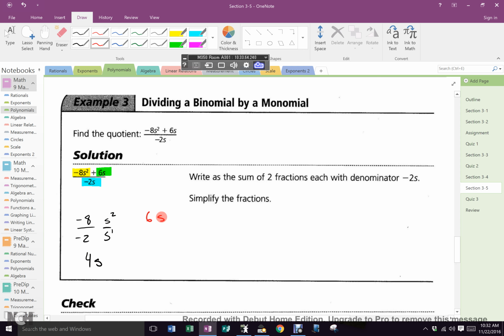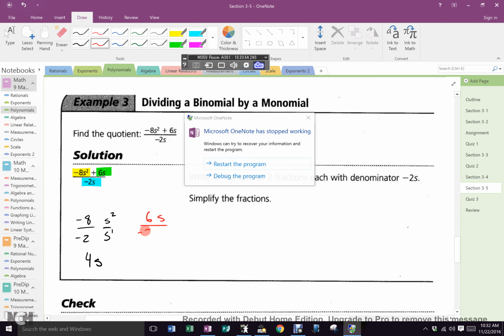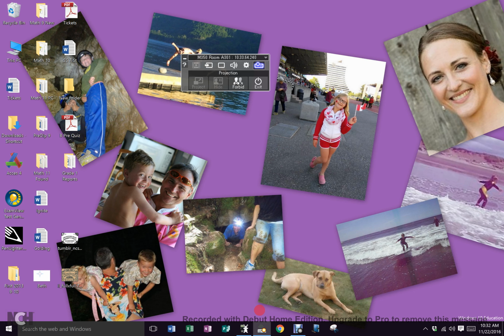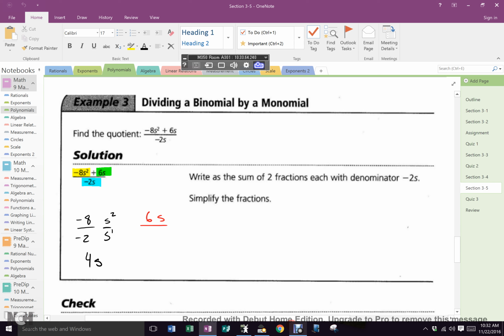6S. Letter and a number. What does it divide by? Negative 2. Because the numbers go together, negative 2, and the letters go together. Yeah. What's 6 divided by negative 2?